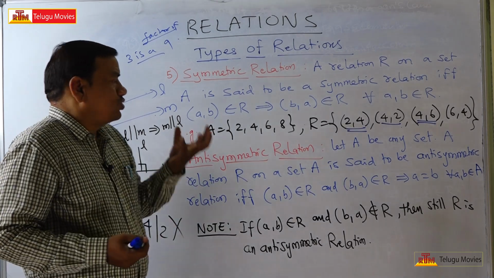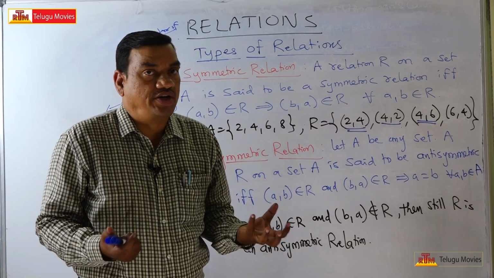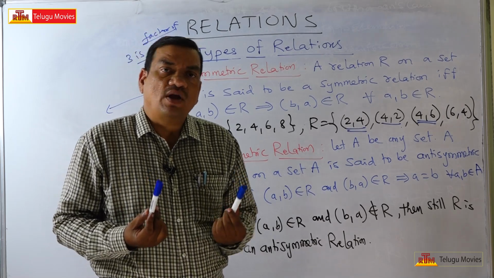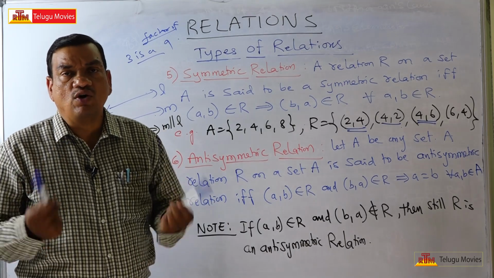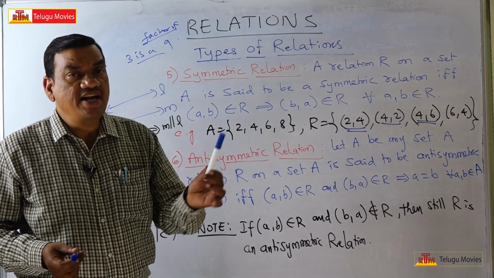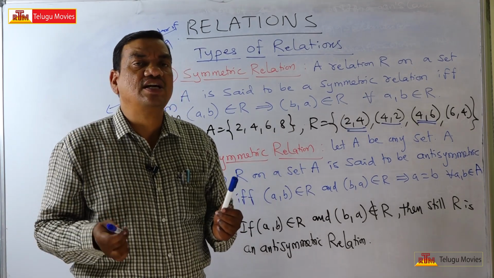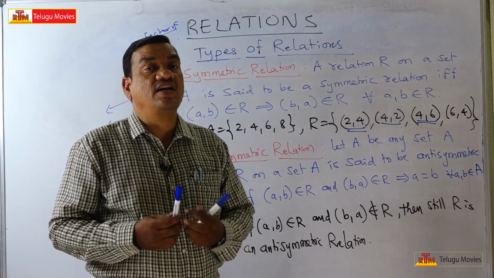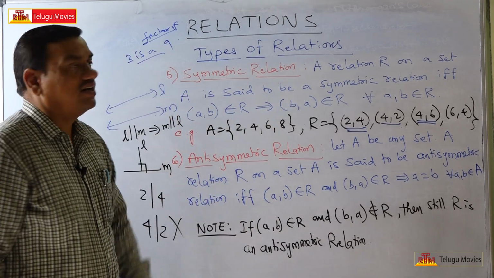So while checking a symmetric relation, you have to take any two distinct quantities, whatever they may be, maybe two lines, maybe two triangles, maybe two numbers. If A is related to B in whatever manner, the same relation should be there from B to A. Then that relation is called a symmetric relation.